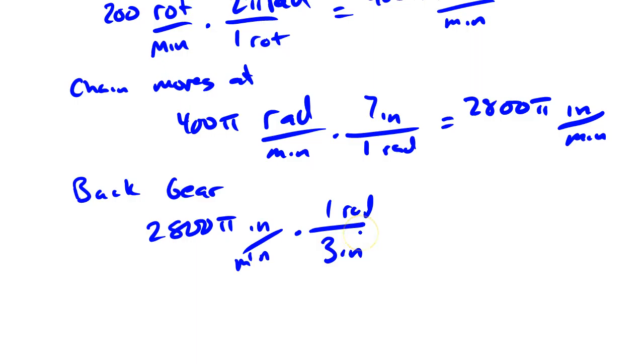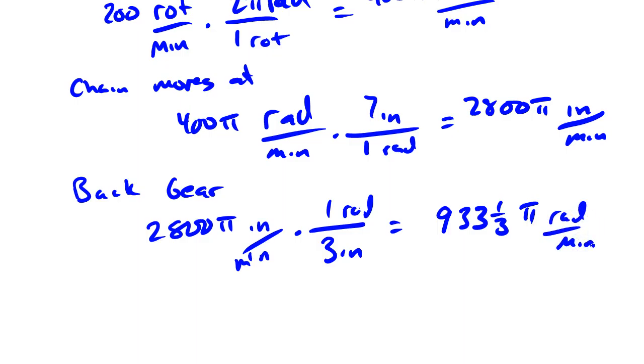I'm setting this up each time so that the radians cancel out to give me inches per minute. Now I've got inches and inches canceling out, getting back to radians per minute. And so 2,800 divided by 3 is 933 and a third times pi. And that's now in radians per minute.